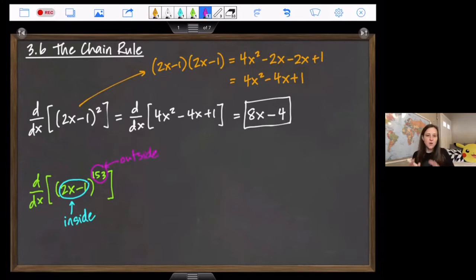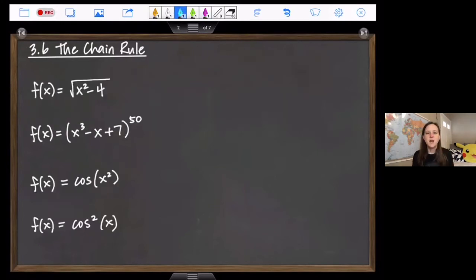So before I tell you what the chain rule is, I just want to take a few functions and talk about how to identify the inside function and the outside function. What I have here are 4 functions, and all we're going to do on this slide is identify which function is the inside function and which function is the outside function. So the first one, f of x equals the square root of x squared minus 4. This one's kind of easy to identify. That x squared minus 4 is inside, so the x squared minus 4 is our inside function, and then our outside function is that square root.